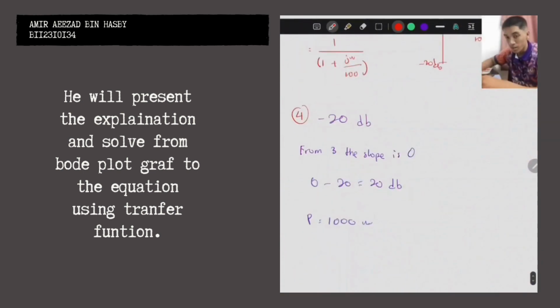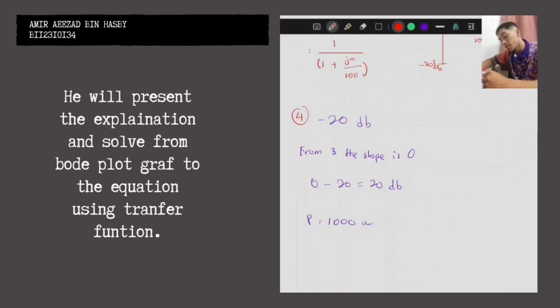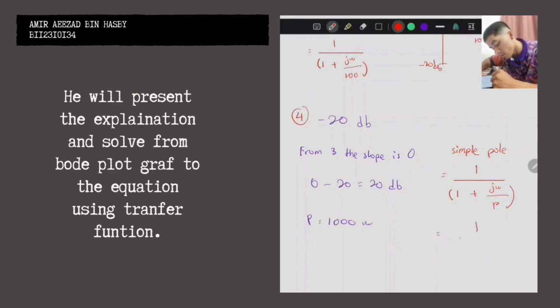So we use again a simple pole based on the transfer function. A simple pole equals 1 over 1 plus JW over P. Since we know that the course of the graph changes at the value of 1000, we just substitute the value of P as 1000.